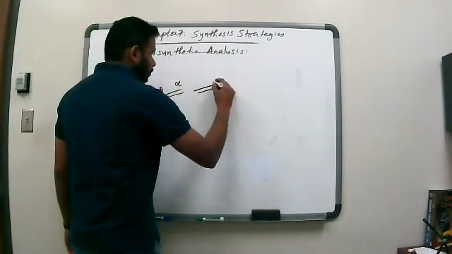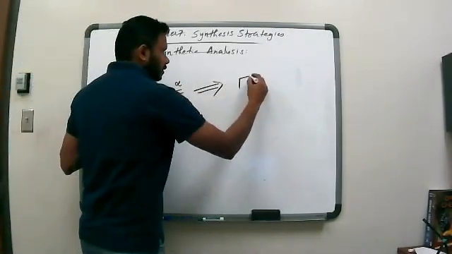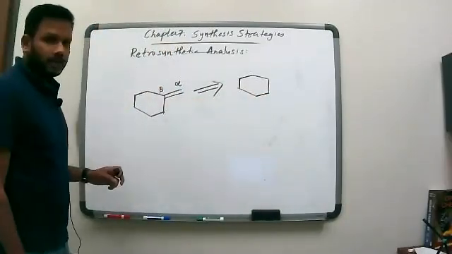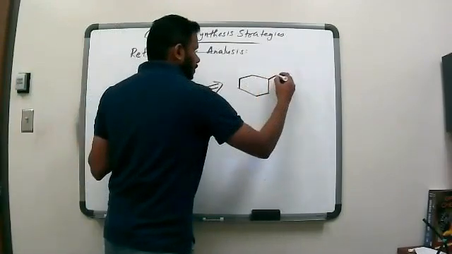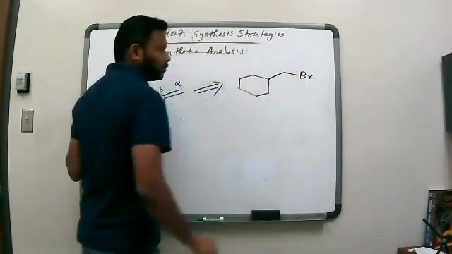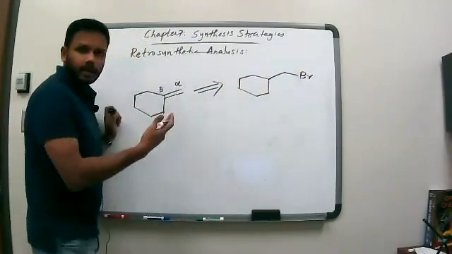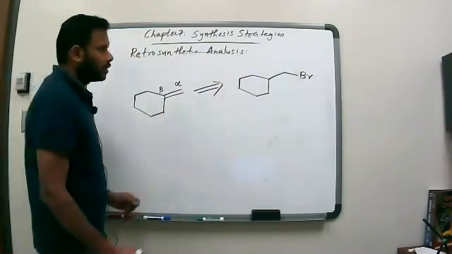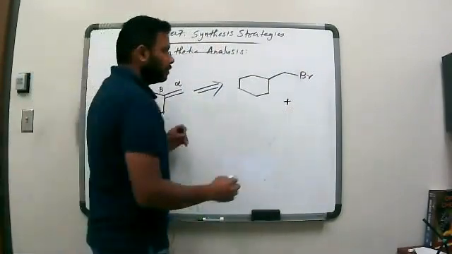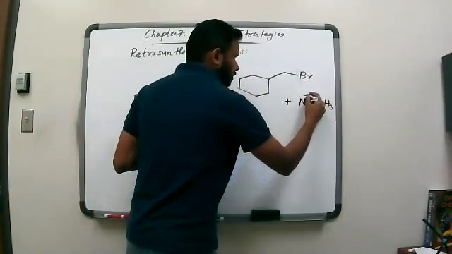If that's true, then our alkyl halide and the reagent are going to be this. Since that's the alpha carbon, that's where the halogen would be connected, and then the beta carbon should have the hydrogen, the H beta. So that's the alkyl halide. We're going to react this alkyl halide with a strong base, let's say sodium methoxide.